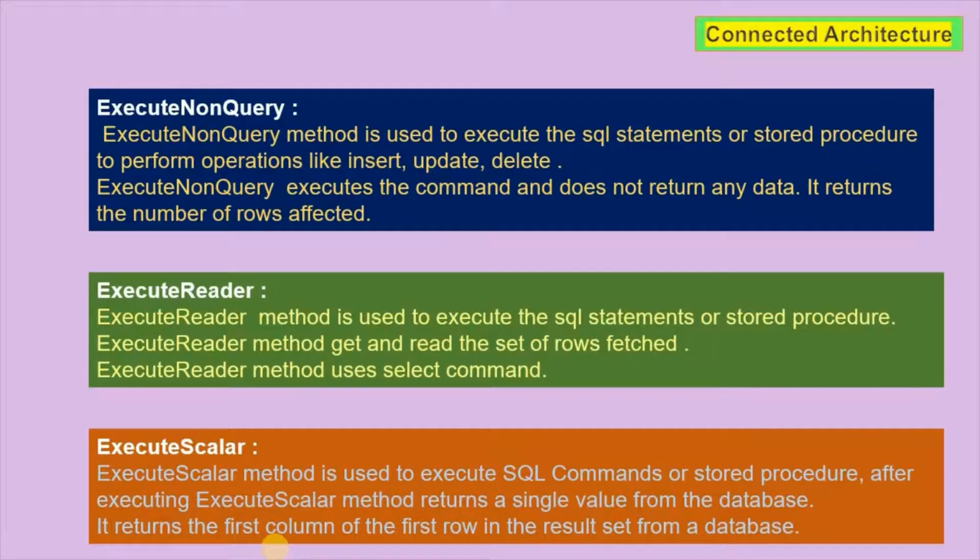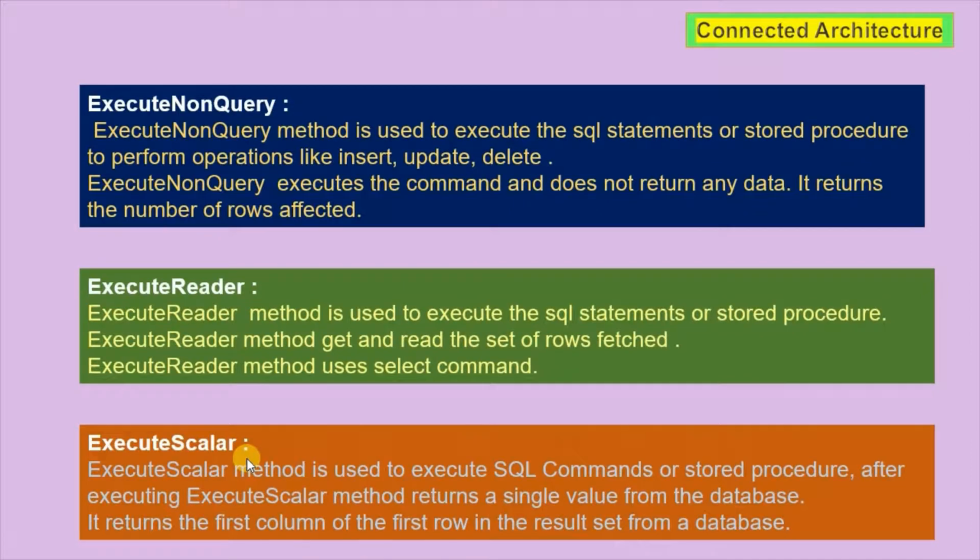It is like the ExecuteReader method, but it does not return or show all the records. If there are 10 records or rows in the result set after executing a query or stored procedure, then this method only returns the first column of the first row. Thus, this method returns only a single value from the database.